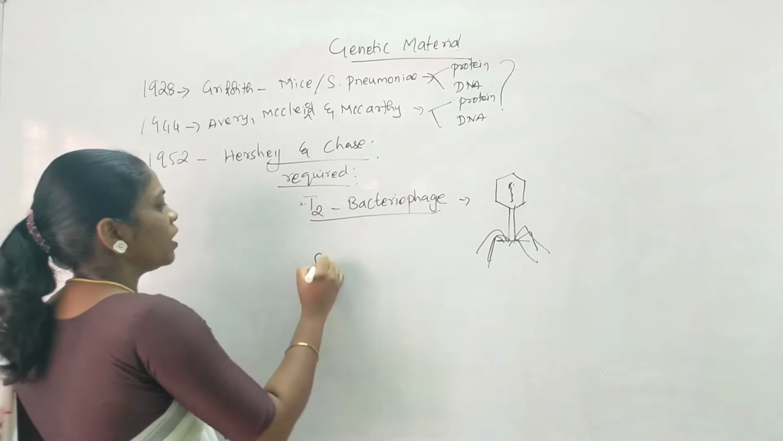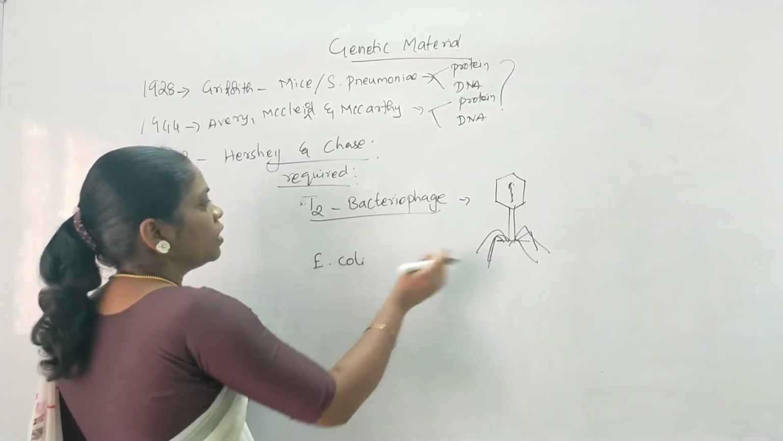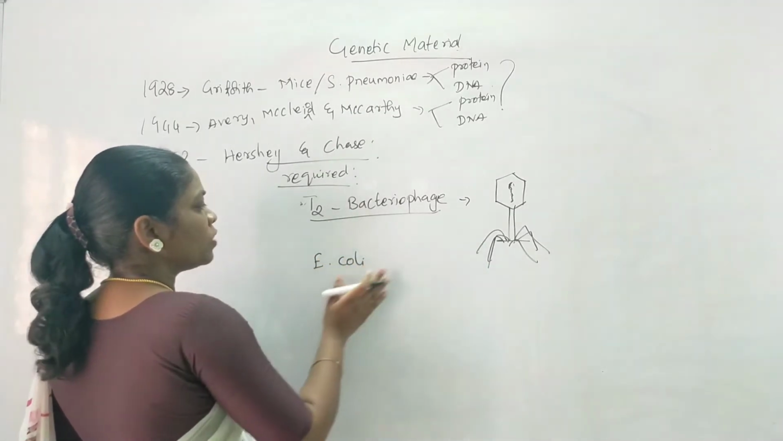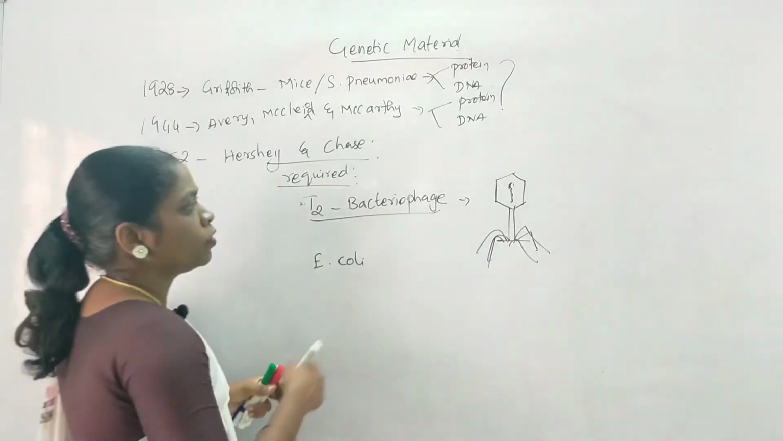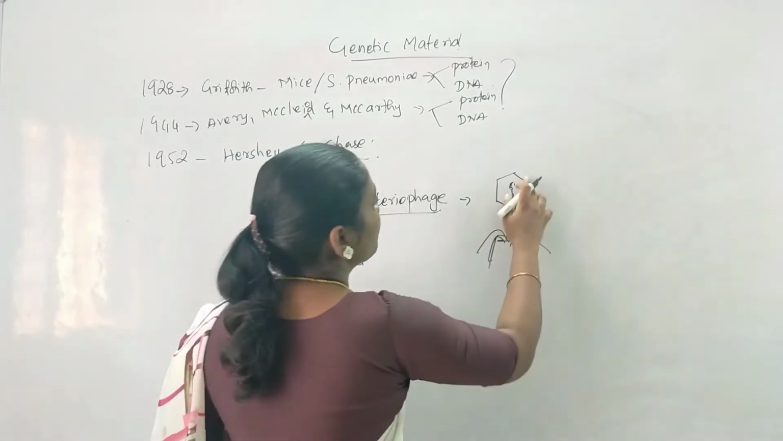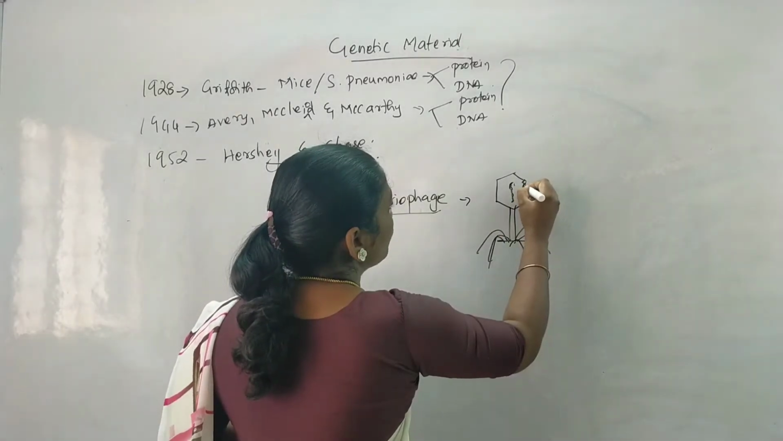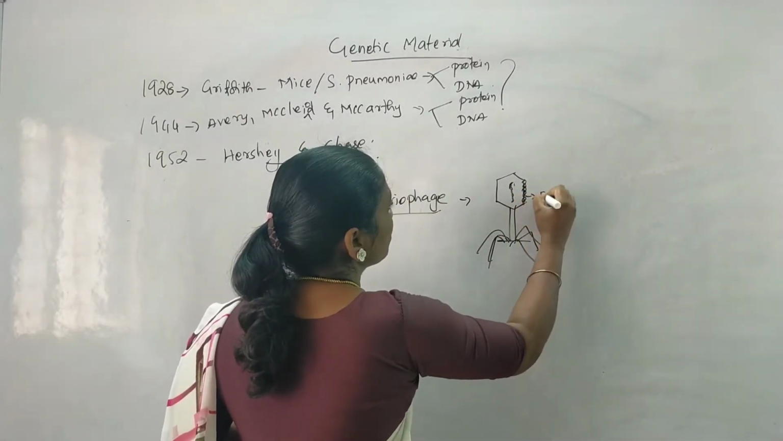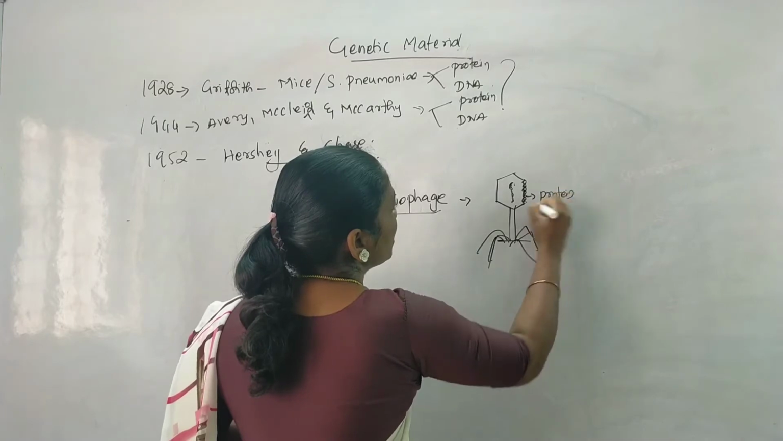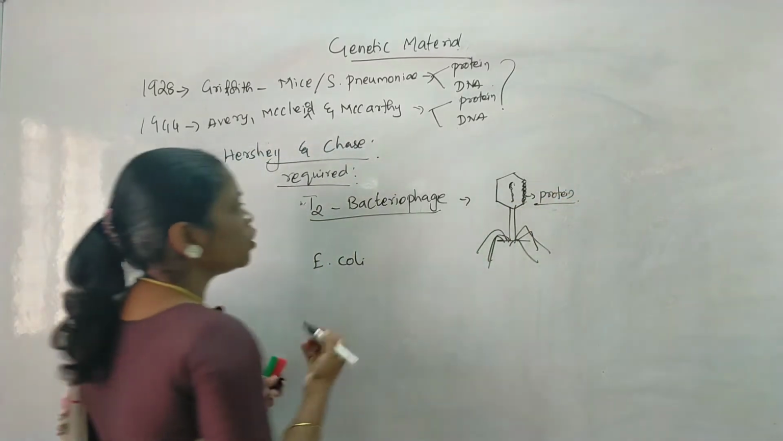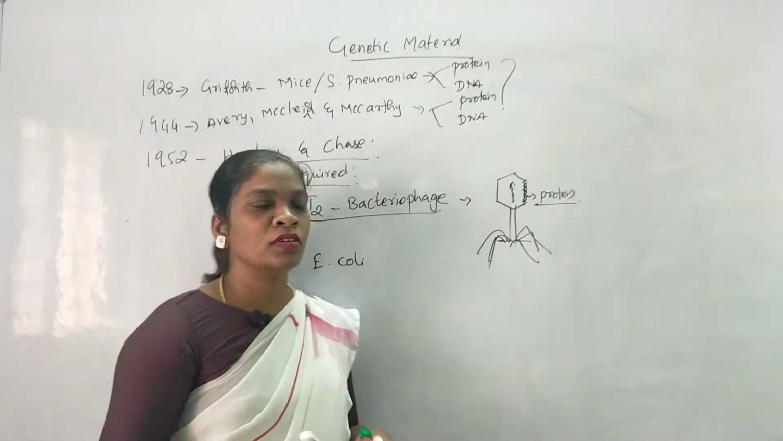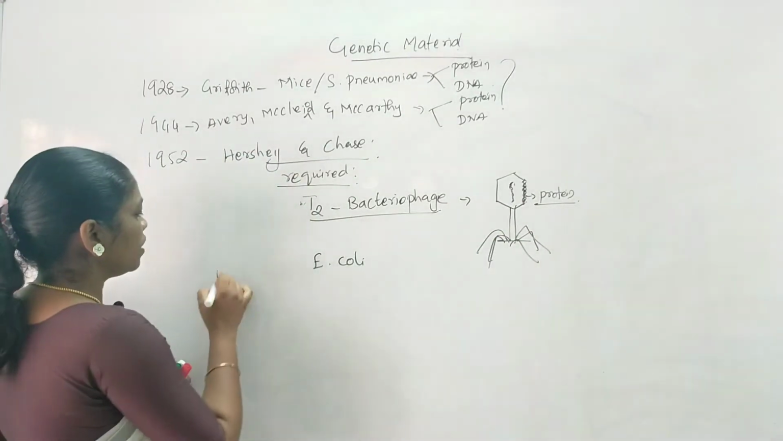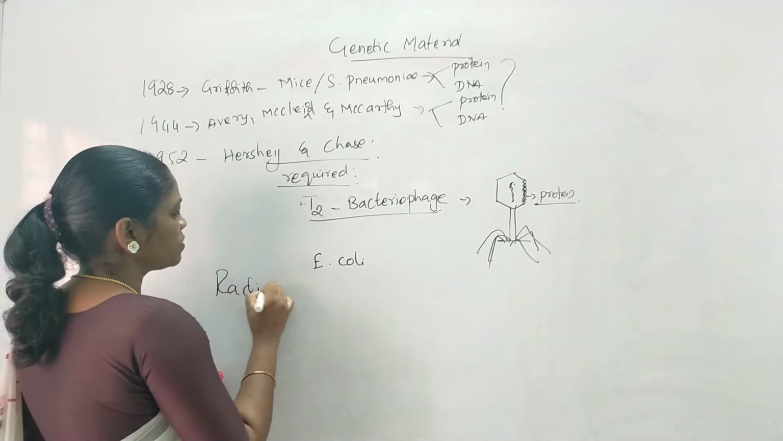And one more organism they have taken is nothing but E. coli. They made this T2 bacteriophage infect E. coli. But to differentiate whether it is protein, when you take T2 bacteriophage, you can find the protein components present on the outer layer. That is the capsid, which contains protein, and they want to identify whether protein carries the information or DNA carries the information. So what they have done, they have taken radioactive isotopes.